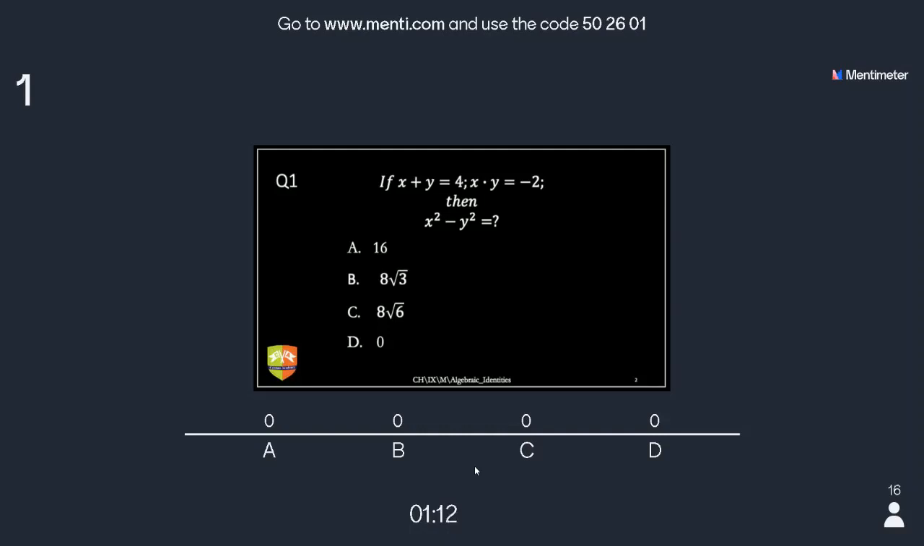So the question says x plus y is 4 and x dot y, x dot y is multiplication, x times y is minus 2. Then find the value of x square minus y square. Take your time. I hope you have a piece of paper and a pen or pencil with you.